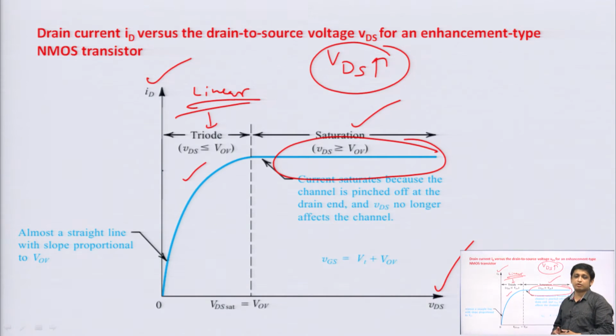Once the channel is pinched off from the drain end, if we further increase the VDS, then drain current will not change, because the channel is pinched off. So, the voltage at which the channel is pinched off is called pinch off voltage. And what is threshold voltage? It is the minimum voltage required to induce the channel. So, first thing is to induce the channel, to form the channel.